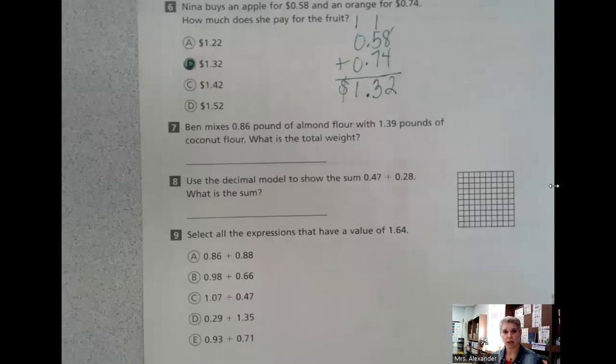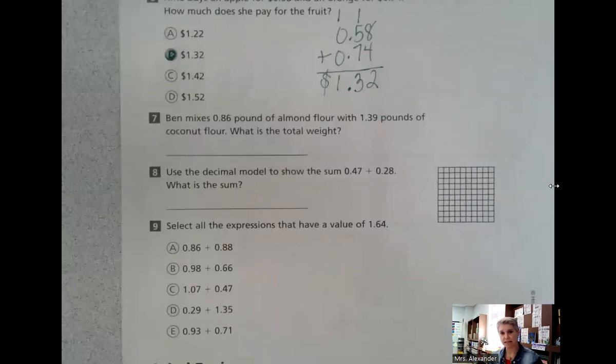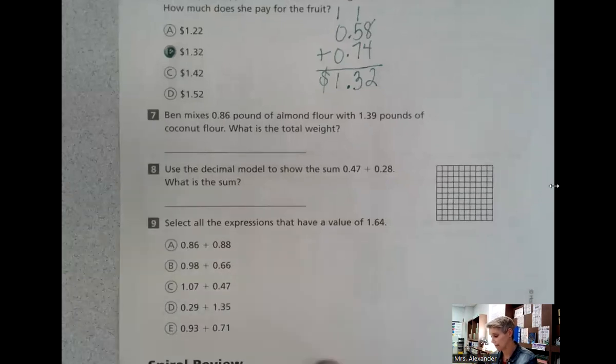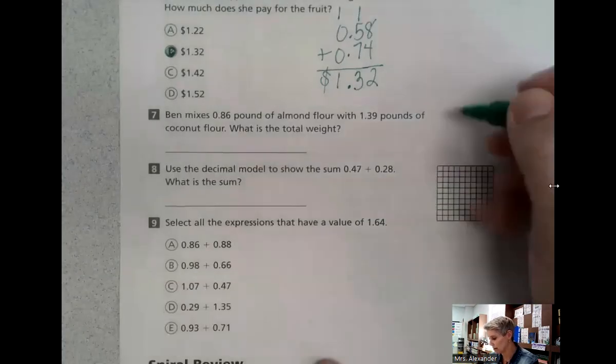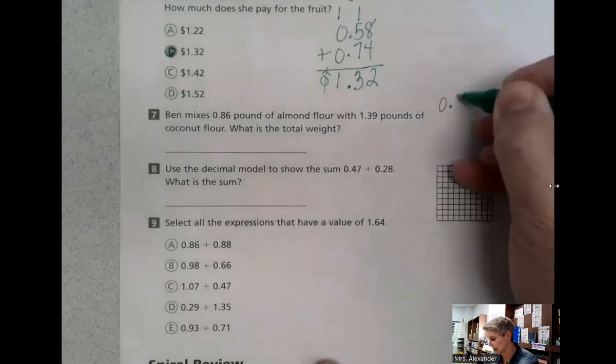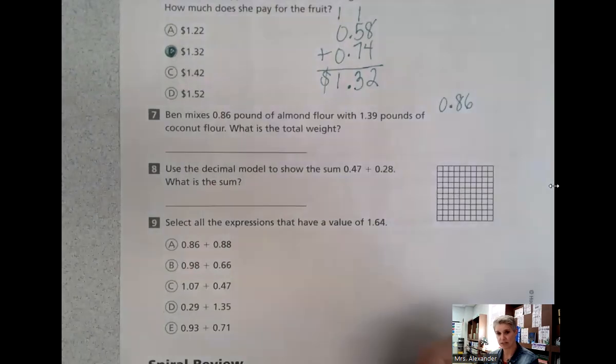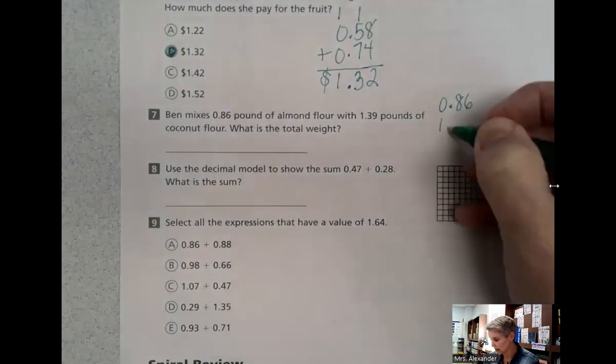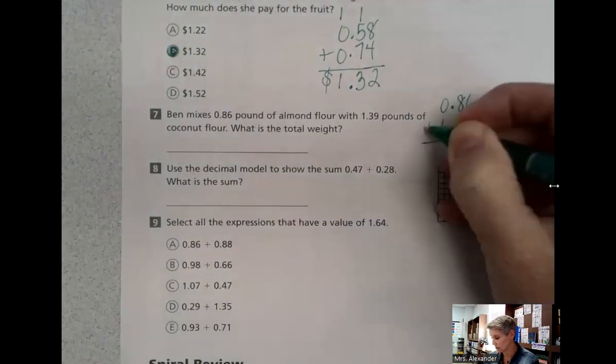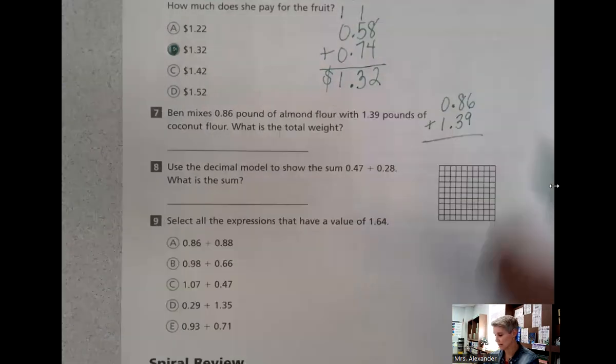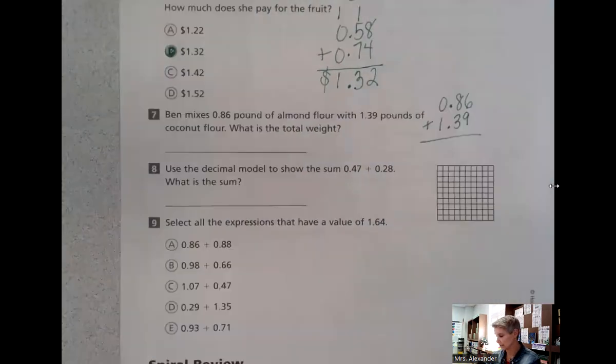Number 7, Ben mixes 87 hundredths pound of almond flour with 1.39 pounds of coconut flour. What is the total weight? Again, it's not asking us to draw out a model, so I'm just going to line up 86 hundredths and 39 hundredths. So notice how those decimals lined up, keeps everything in its place.